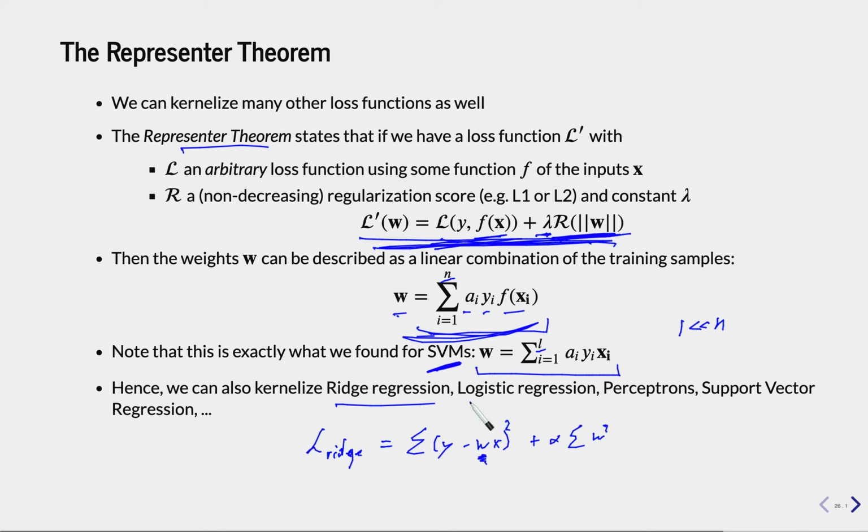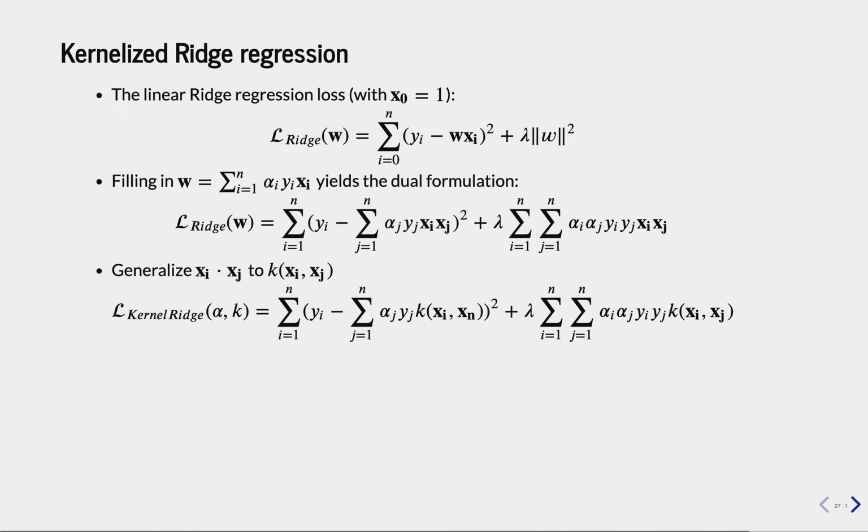It's also true for logistic regression, right? Logistic regression was basically log loss plus L1 and L2. Perceptrons had the perceptron loss, right? And support vector machines have hinge loss, right? So they all agree with this formulation and they can all be kernelized. So to give you just one example, let's look at kernelized ridge.